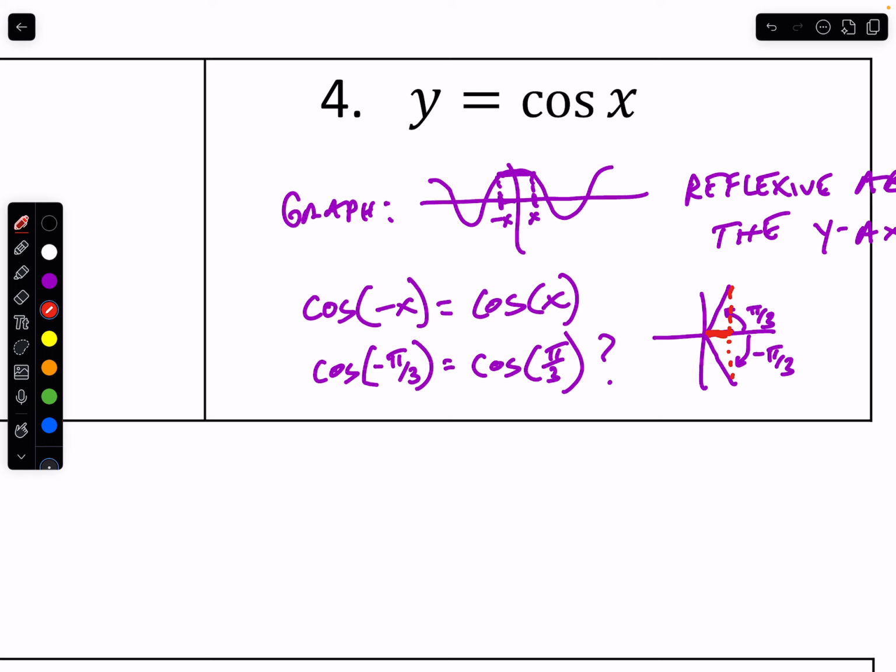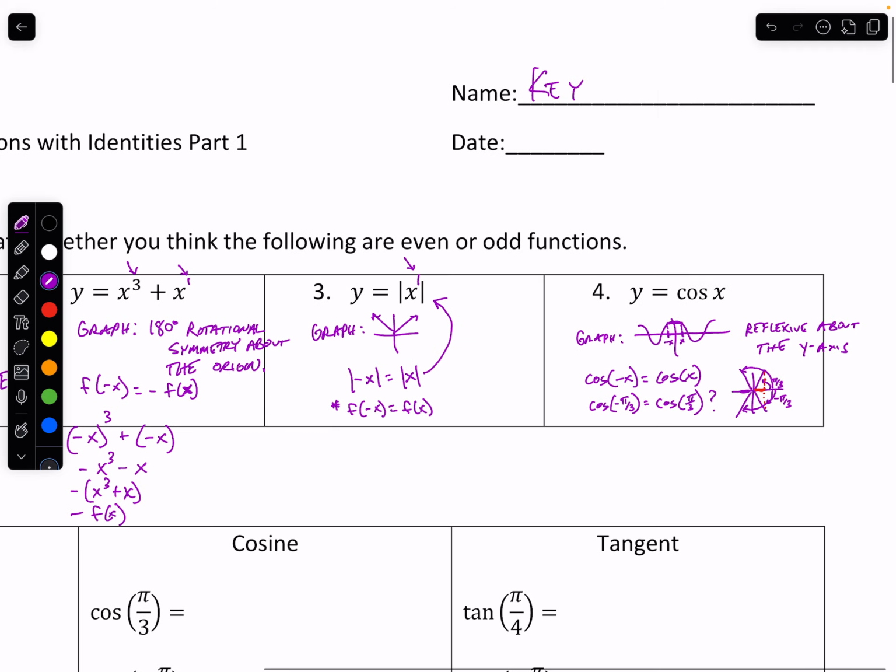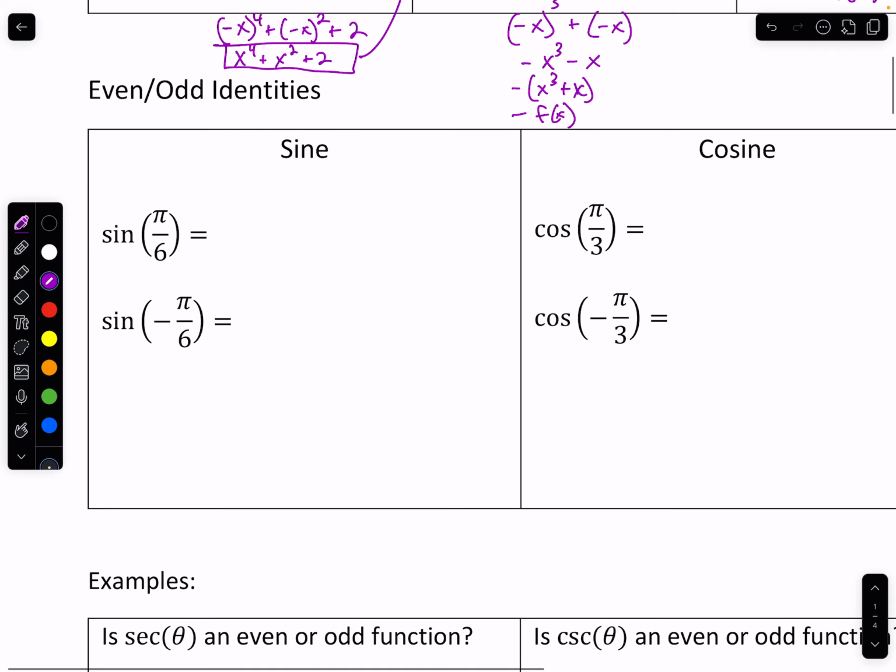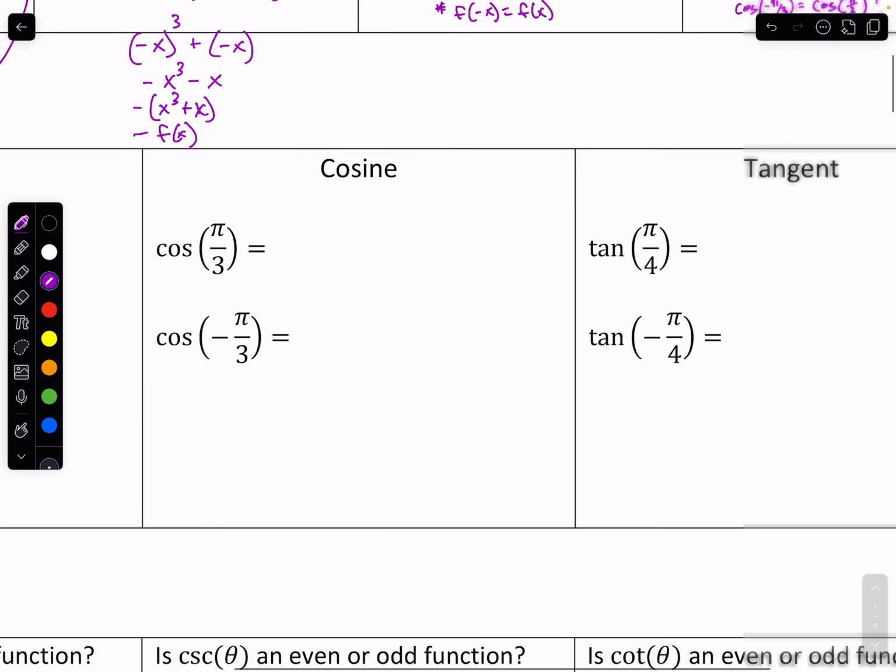If I made 2 pi over 3, I would be over here in quadrant number 2, and negative 2 pi over 3 would be that same angle over here in quadrant 3. That would be negative 2 pi over 3. And then those would have the same cosine value right here. So it is even.